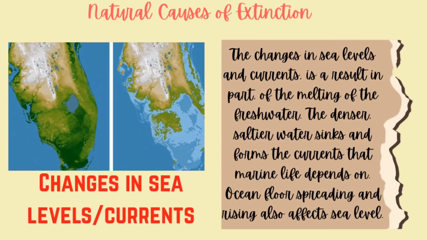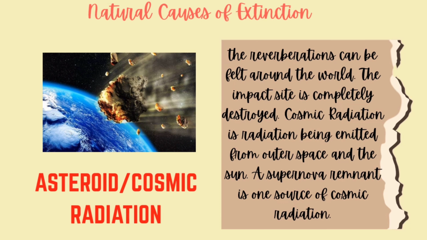Next, changes in sea levels or currents. The changes in sea levels and currents is a result in part of the melting of the fresh water. The denser, saltier water sinks and forms the currents that marine life depends on. A small rise in the ocean floor can displace a lot of water onto land that is already occupied. The gases from the volcanic activity can also be absorbed by the water, thus changing the chemical composition, making it unsuitable for some life.